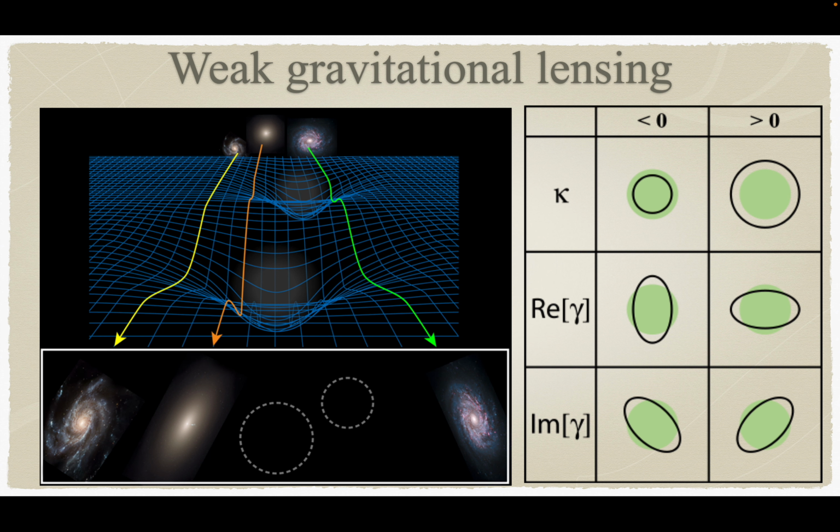We can quantify this distortion with two parameters, the first of which is convergence, kappa. Kappa, its positive and negative values, tell us how magnified or demagnified the image is. And shear, gamma, the second parameter, is a complex number, and its real and imaginary components tell us along which axis the image is stretched.